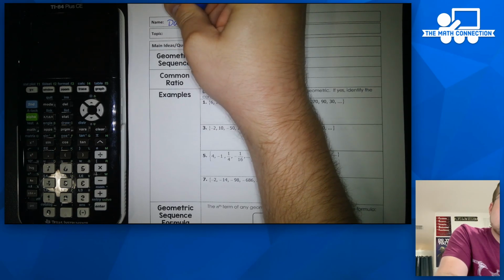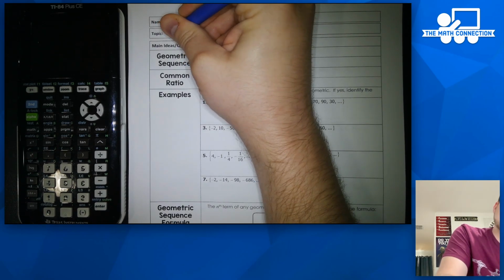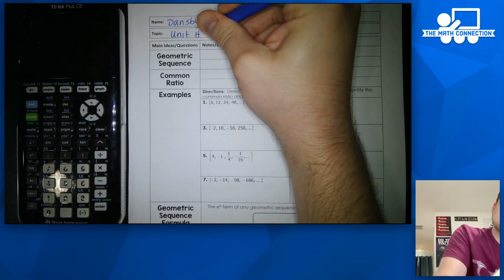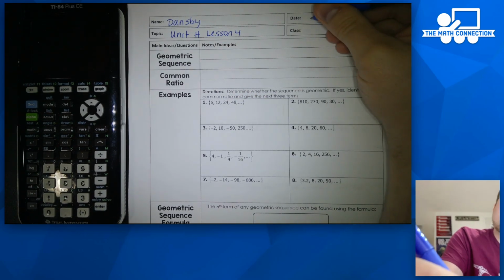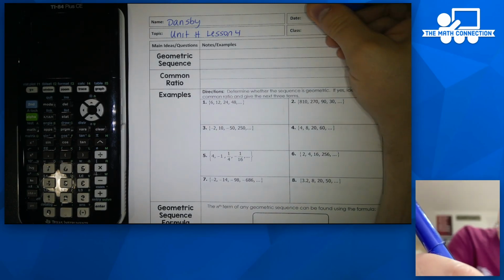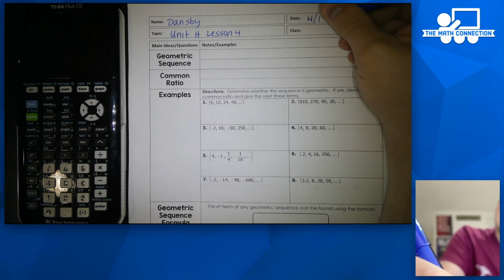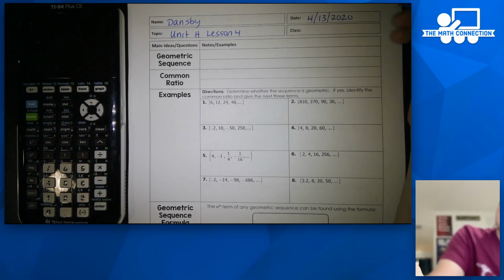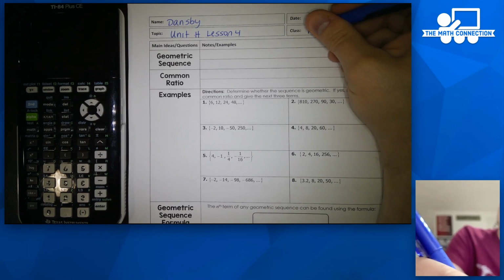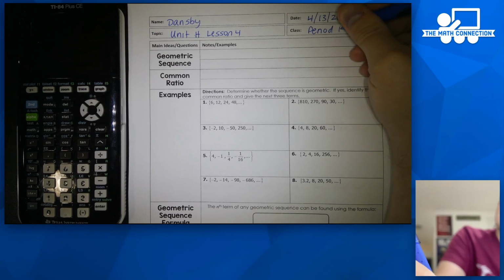So, Dansby, and this is Unit H, Lesson 4. Don't forget the date. The date that I'm doing this today is actually Sunday, but I'm going to put Monday's date. And don't forget to put your period number here in the class field.